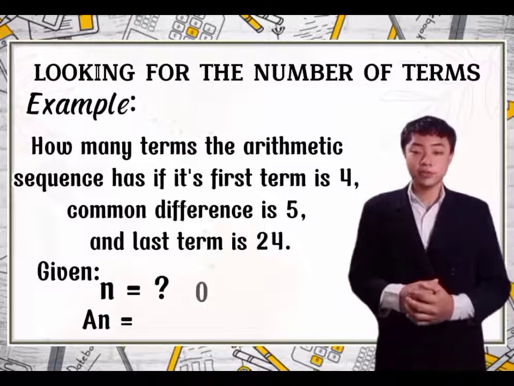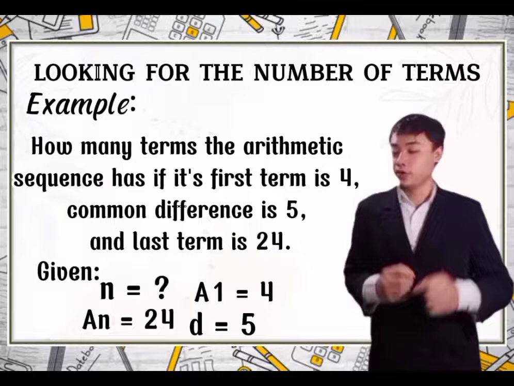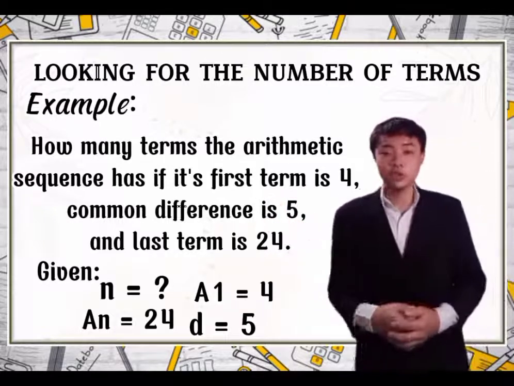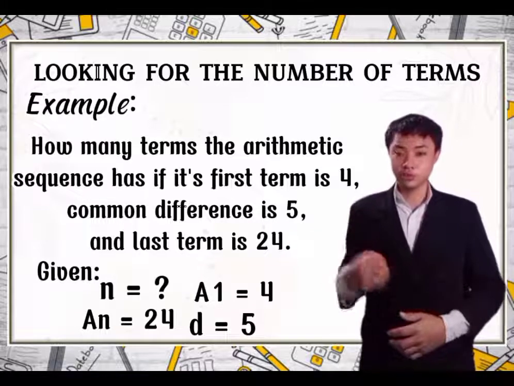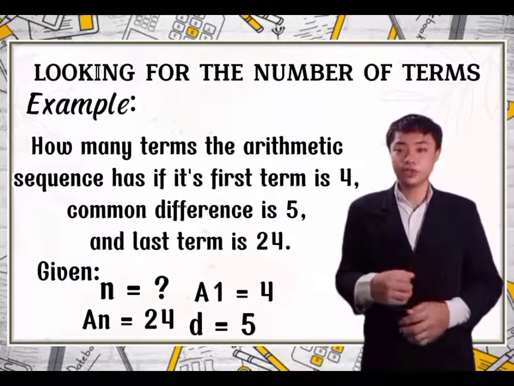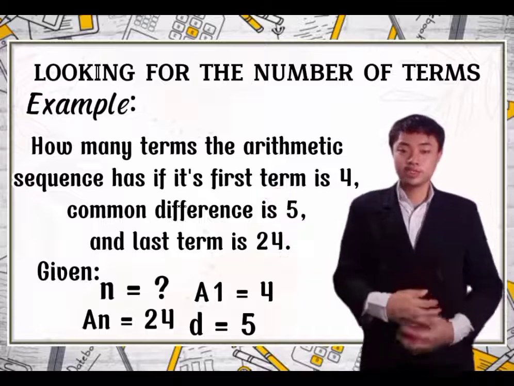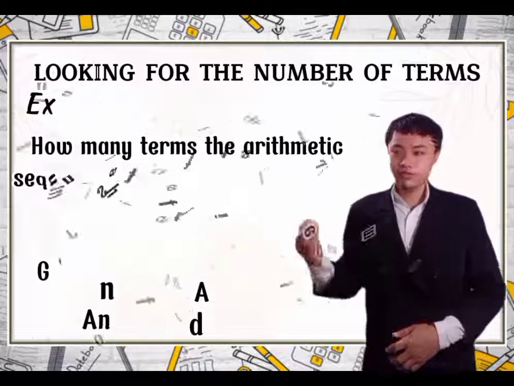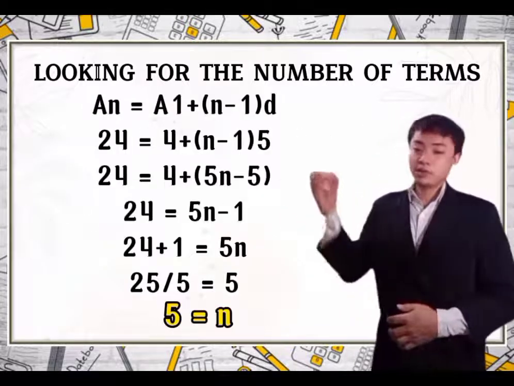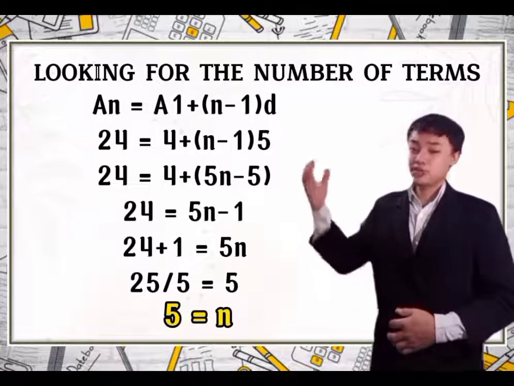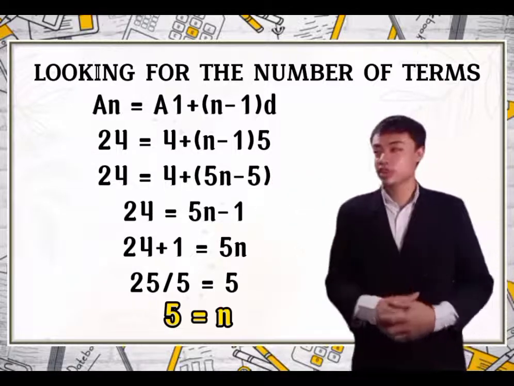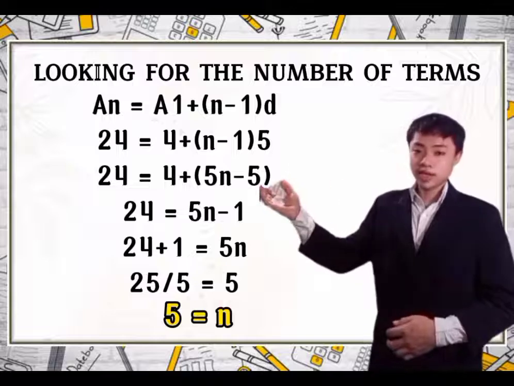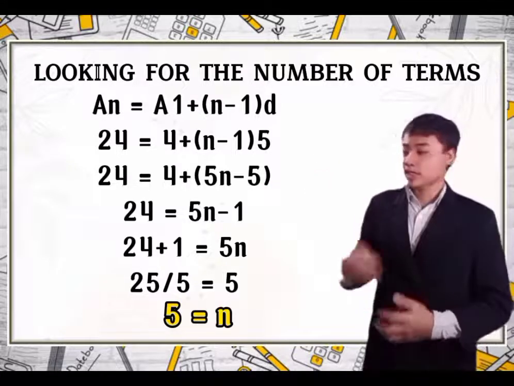The fourth example is about looking for the number of terms. Example, how many terms does the arithmetic sequence have if its first term is 4, common difference is 5, and the last term is 24? The given terms are, for the number of terms, it is unknown, a sub n is 24, a sub 1 is 4, and the common difference is 5. Our formula is a sub n equals a sub 1 plus n minus 1 times d. Our a sub n is 24, a sub 1 is 4, plus n minus 1 times 5.